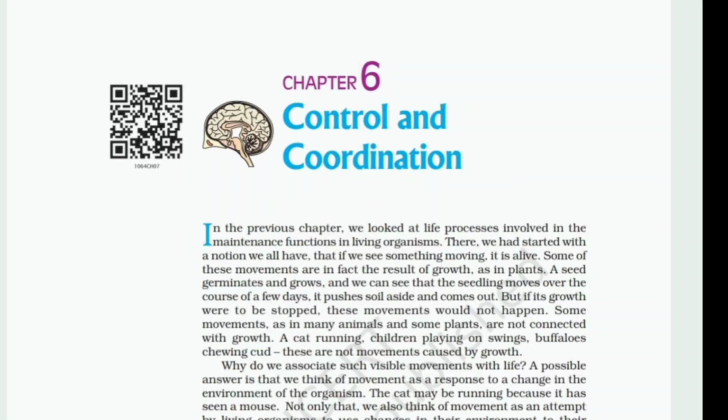Let's start with chapter 6. Control and Coordination. In the previous chapter, we looked at life processes involved in the maintenance functions in living organisms. There, we had started with a notion we all have, that if we see something moving, it is alive. Some of these movements are in fact the result of growth, as in plants.